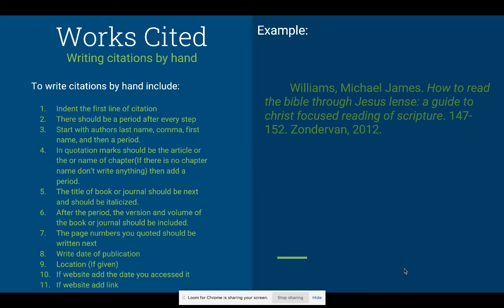The title of the book or journal should be next and should be italicized. After the period, the version and volume of the book or journal should be included. The page number you quoted should be written next. Write the date of publication and location if given. If it is a website, add the date you accessed it and the link. This could be seen on the right as an example, following the rules that were given.